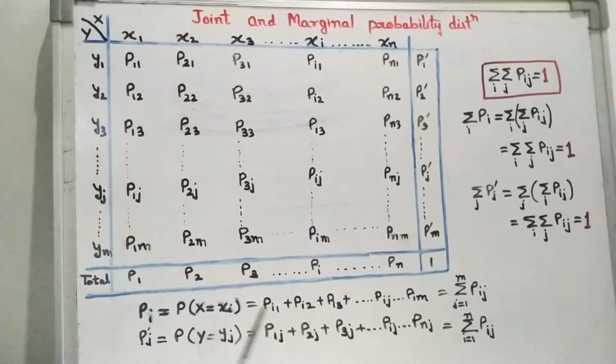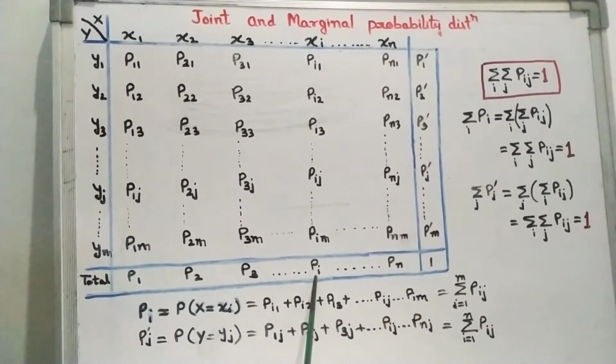Okay. Now look here, what is pi probability? If pi means probability of x is equal to xi, a particular value of i. So now this probability of x is equal to xi is the sum of these probabilities, because here pi probability is the sum of all these probabilities.